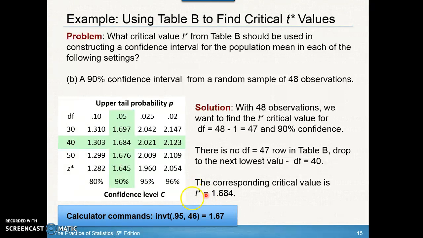Okay, now we could do it with calculator commands. You could do inverse t of 0.95. Now remember, here's the difference: on your graphing calculator, it's always the area to the left, the same thing that you do with inverse norm. Since it's always the area to the left, it's 0.95. And then we're going to use the degrees of freedom of 46, which gives 1.67. So very similar values. But the table gives the upper tail probability. So just know the difference between the two.